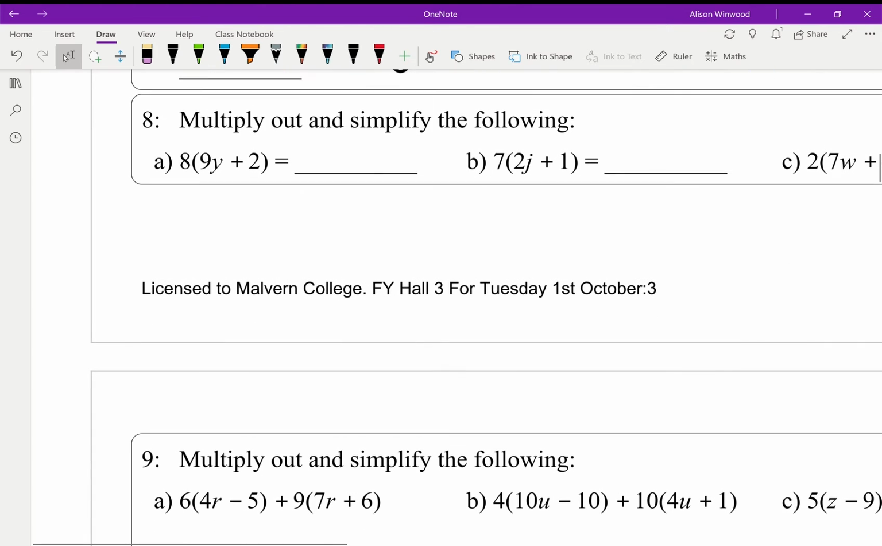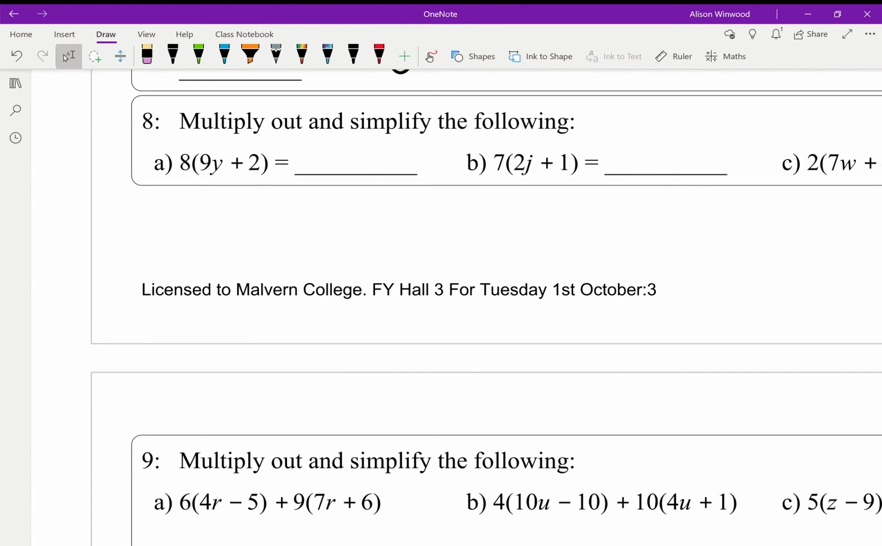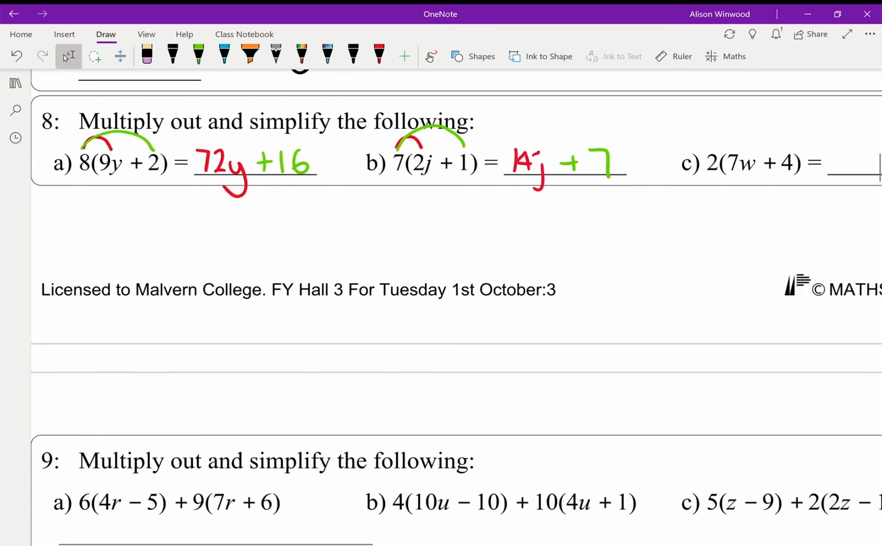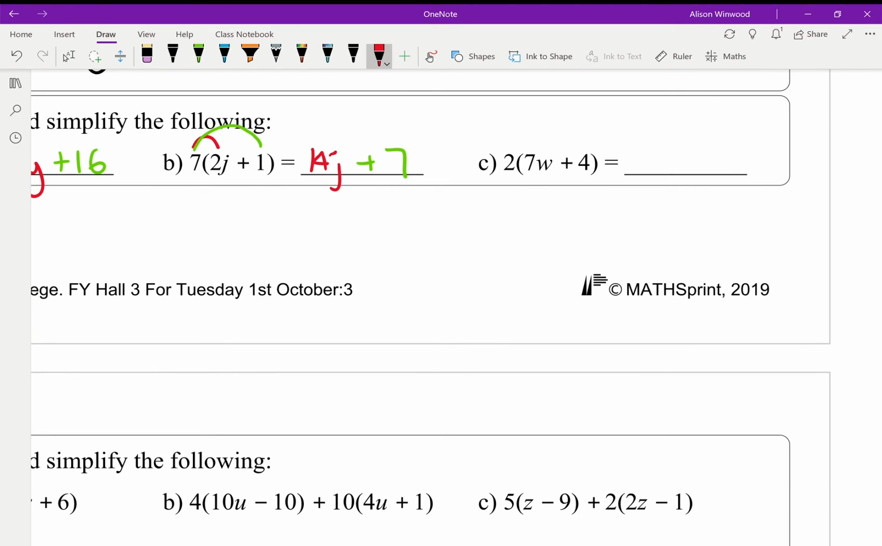Multiply out. So multiply 8 by 9y is 72y. 8 by positive 2 is positive 16. 14j at 7. 14w at 8.